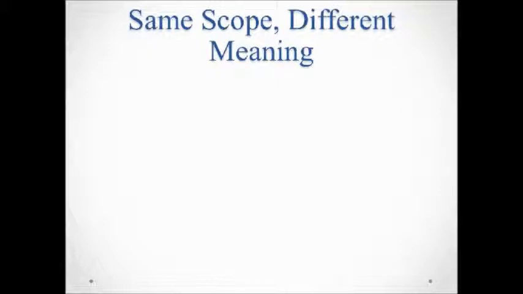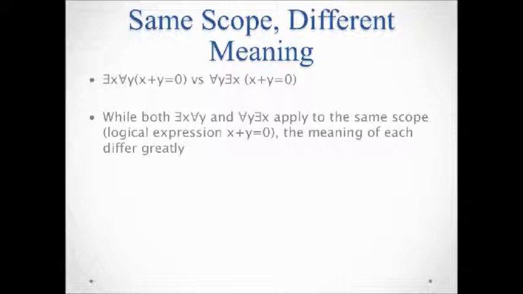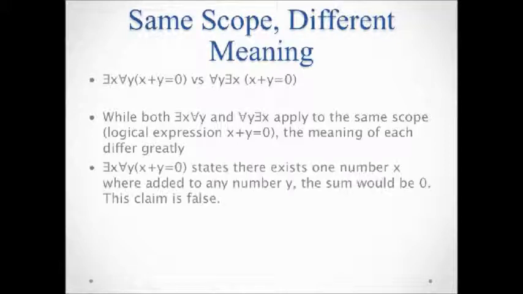Now let's look at the importance of applying scope when the order of quantifiers differs. As we see from this example, both statements apply the same scope. However, the two mean very different things. The first statement, for some x, for all y, x plus y equals 0, means that there is just one x such that for any number y, the sum of x and y would be 0. This is false because if that one x were 1, the only y that would add to be 0 would be negative 1. But this statement says that any y would work, and that is not true.